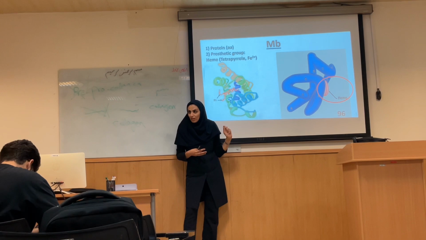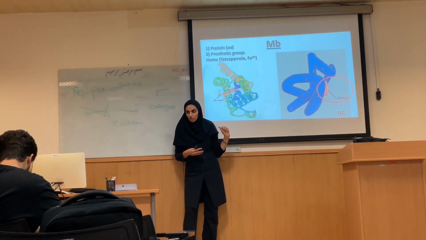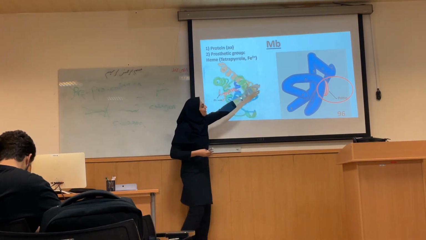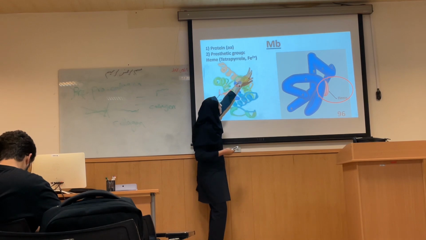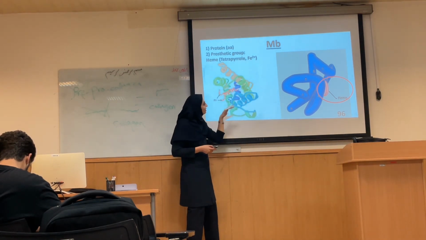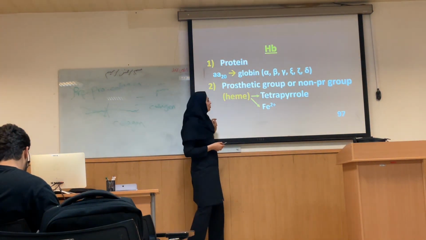Have you ever heard about that? In which subject? Biology. Prosthetic group. Here, heme is a prosthetic group made from iron and a tetrapyrrole ring. You will study next semester, inshallah, about the tetrapyrrole structure.